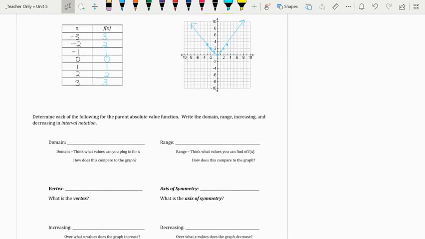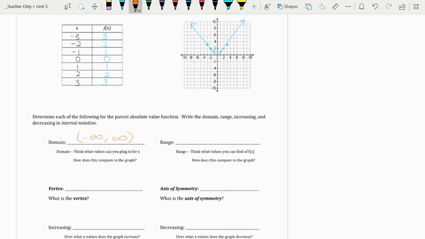So if we talk about this in non-word problem format, what's happening here is with domain, you want to think what values can you plug in for x that compares to the graph, or what values for x are not going to be included. Well, it's going to keep going all the way to the left and all the way to the right. So in interval notation, it's going to go to negative infinity and then all the way to positive infinity.